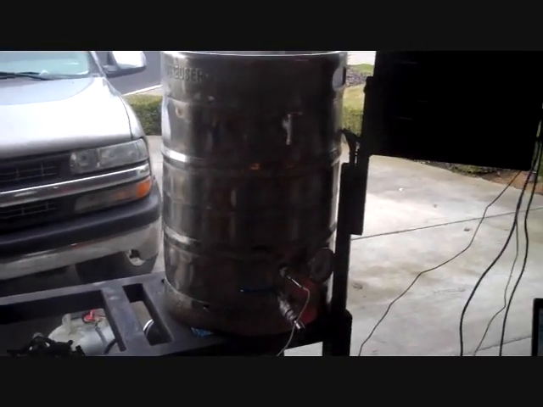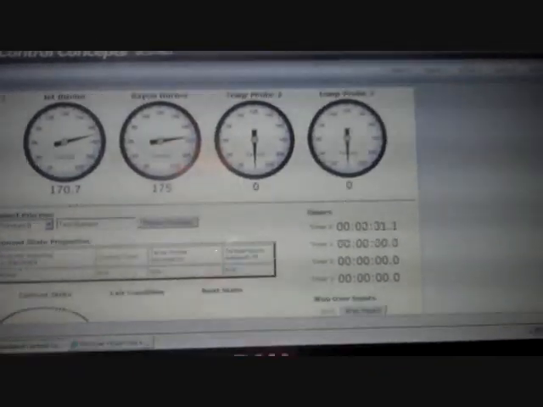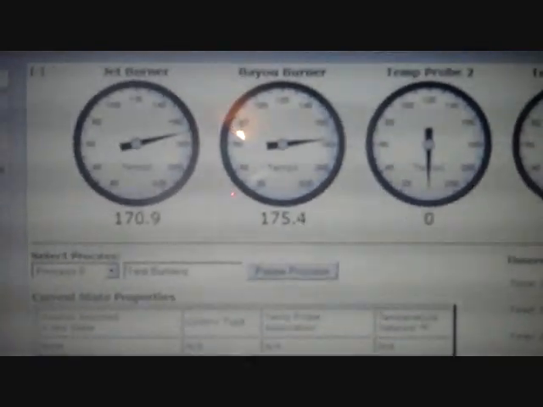So we'll do this in a time-lapse manner where I will stop the camera and we'll pick it up here in just a little bit. So we're looking at the display about 2 minutes and 30 seconds into the burn, and the Bayou burner has the jet burner by about 5 degrees.